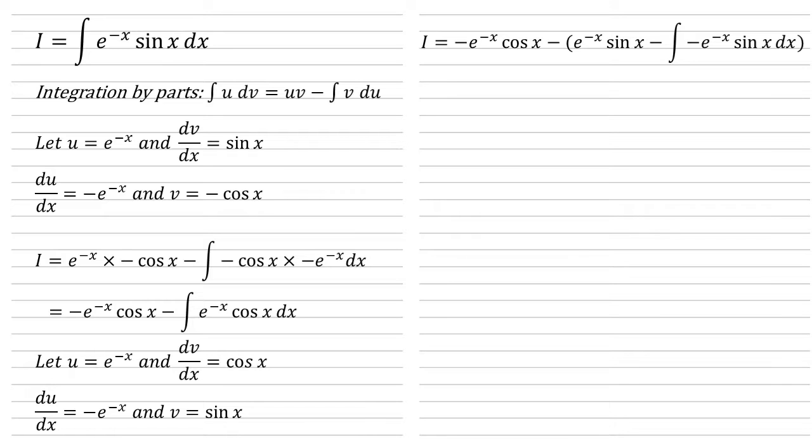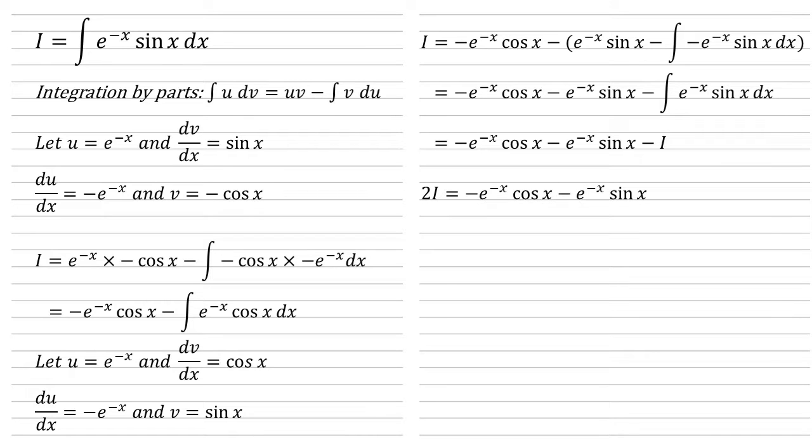So getting rid of our negatives, dealing with the brackets, gives us that I is equal to minus e to the minus x cos x, which we got before, minus e to the minus x sine x minus the integral of e to the minus x sine x dx. But if we look carefully, the integral at the end is the integral that we started with. It's I. So let's replace this with I. And if we add I to both sides, we get that 2I is equal to minus e to the minus x cos x minus e to the minus x sine x.